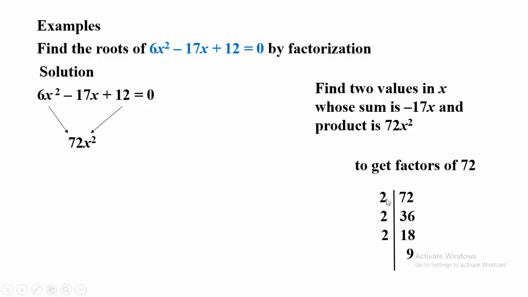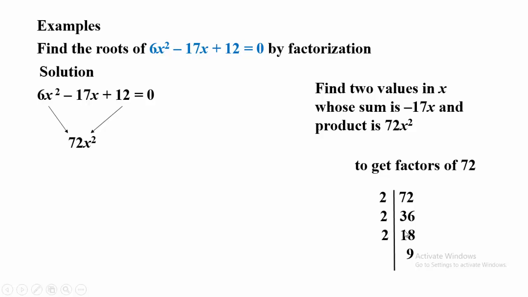When you divide 72 by 2, we have 36, and 2 and 36 are not the factors we are looking for, because if you add 2 plus 36, you have 38. If you subtract 2 from 36, we have 34. When you divide 36 by 2, we have 18. Here we are having 2 times 2, which is 4. It means that 4 and 18 are two factors, but their sum is not equal to minus 17.